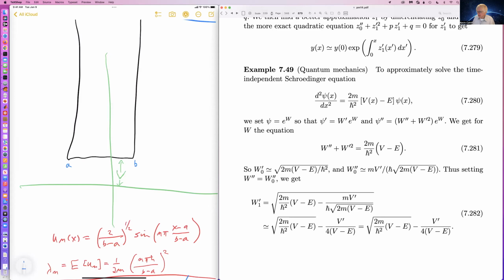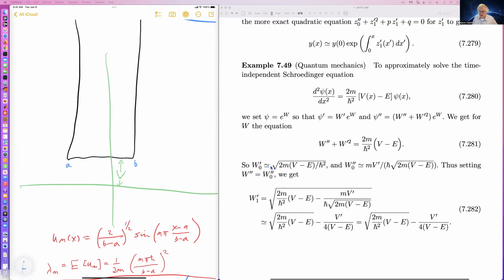All right, so this is our equation, and now again in this thing we're going to initially drop the w double prime, and so we just have w0 prime is equal to the square root of this right-hand side, and we're going to then set w0 double prime, of course, the derivative of that, and that is just this expression here.